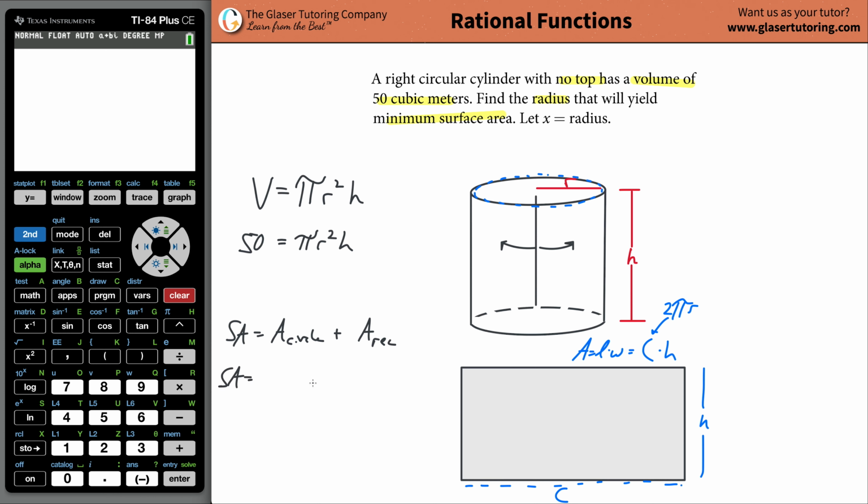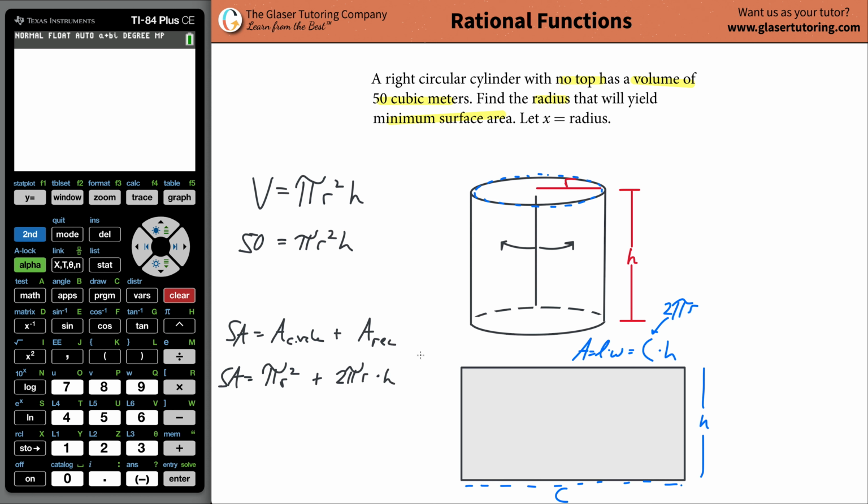So the surface area of the total cup is going to be the area of the bottom circle, which is simply the area of a circle, pi r squared, plus the area of the rectangle, which we said was the circumference times the height, and the circumference is 2 pi r, times the height.